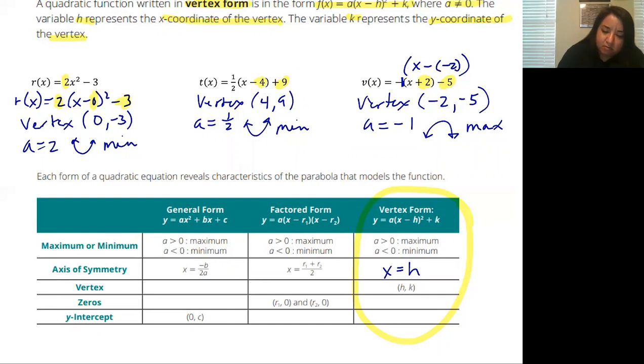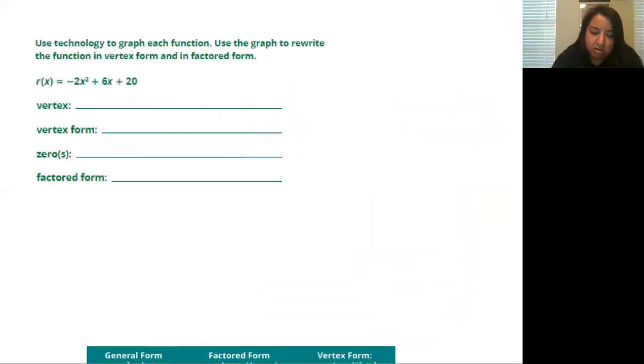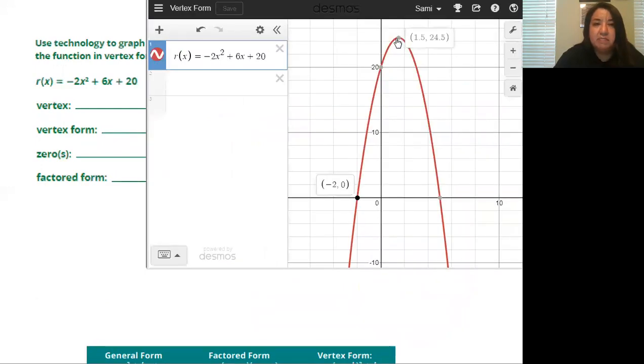So what if I am given a general form of a quadratic function and asked to rewrite it in vertex and factored form? So I'm going to need the vertex and the zeros. So I'm going to use technology and graph this. And I can see that my vertex is actually at (1.5, 24.5). And I can see that my zeros are at (-2, 0) and (5, 0).